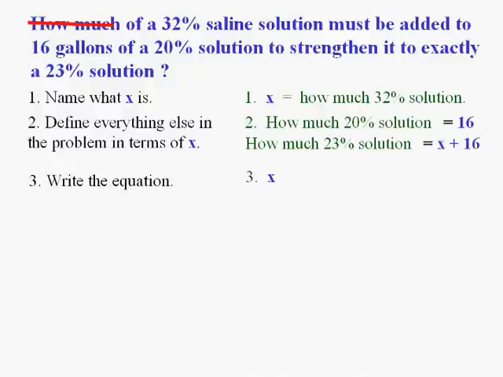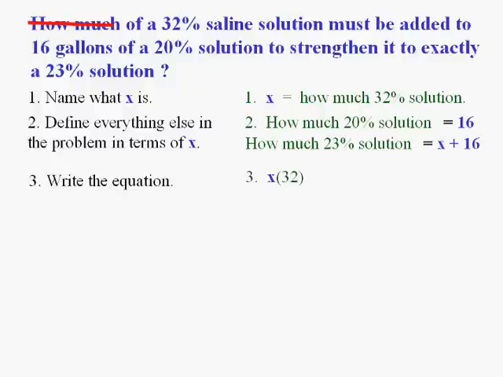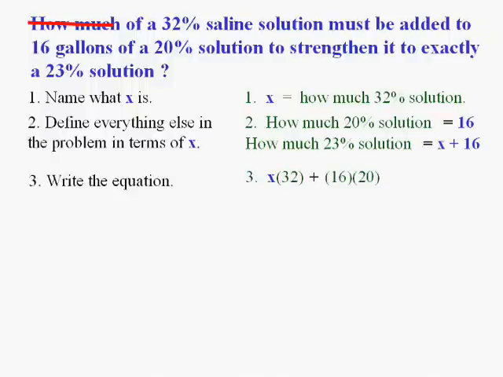How much of means times, of a 32% solution must be added, it's word for word, isn't it, to 16 gallons of means times 20% solution to get, or to strengthen it to, don't forget your amount, times your 23%. And that is your equation.